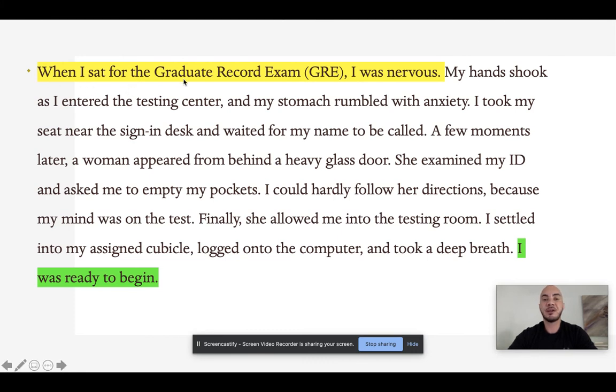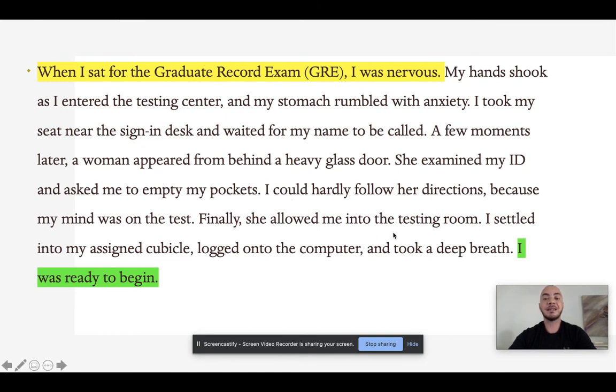When I sat for the graduate record exam, I was nervous. My hand shook as I entered the testing center, and my stomach rumbled with anxiety. I took my seat near the sign-in desk and waited for my name to be called. A few moments later, a woman appeared from behind a heavy glass door. She examined my ID and asked me to empty my pockets. I could hardly follow her directions because my mind was on the test.